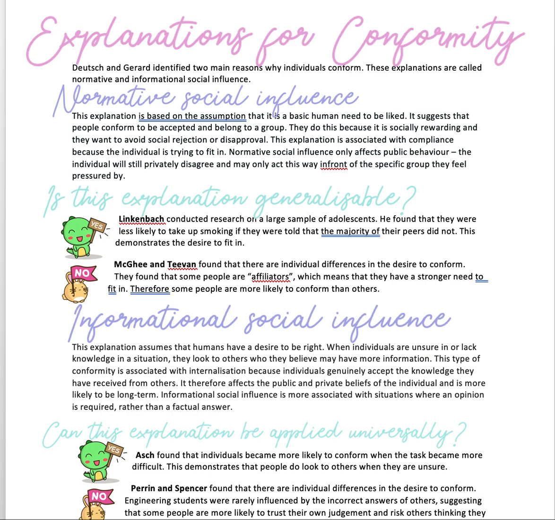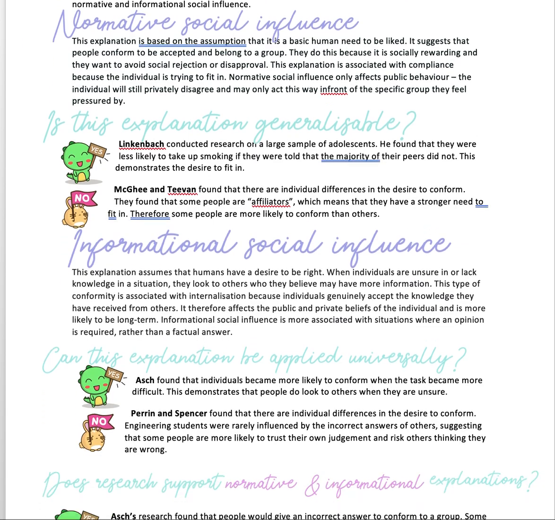McGhee and Teevan found that there are individual differences. Some people are affiliators, so they have a stronger need to experience approval from others. So, therefore, the explanation can't be applied universally because some people are more likely than others to conform.